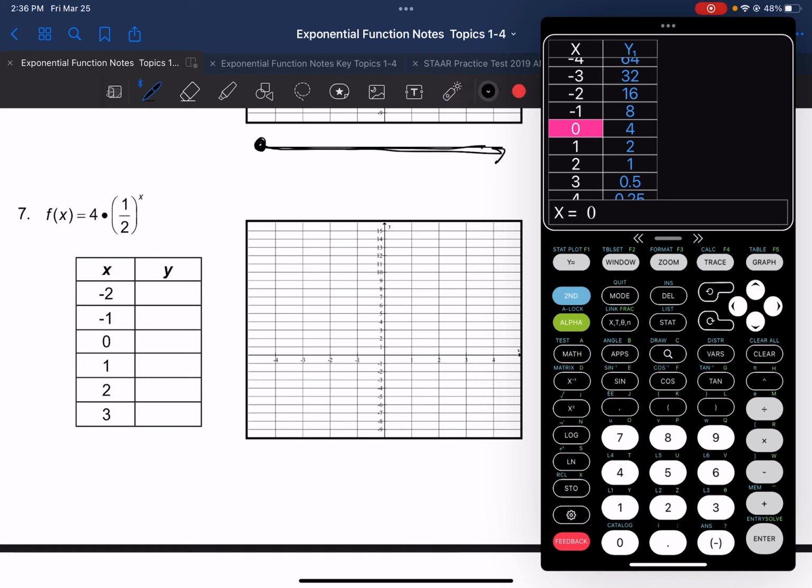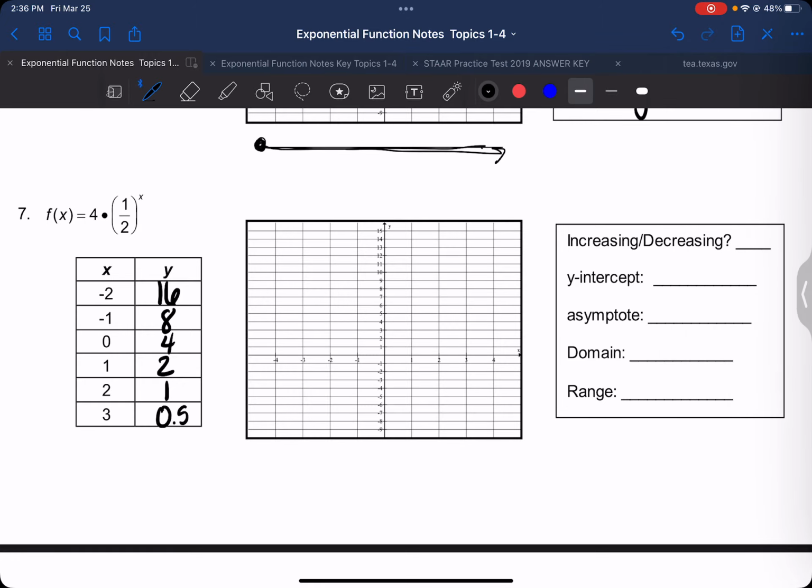So if my x value is -2, what does my y value say? It's 16. Okay, -1, it's 8. 0 is 4. 1 is 2. 2 is 1, and 3 is 0.5. So it looks like it's decreasing, right? We went from 16 to 0.5. All right, cool. Now let's go ahead and graph these points.